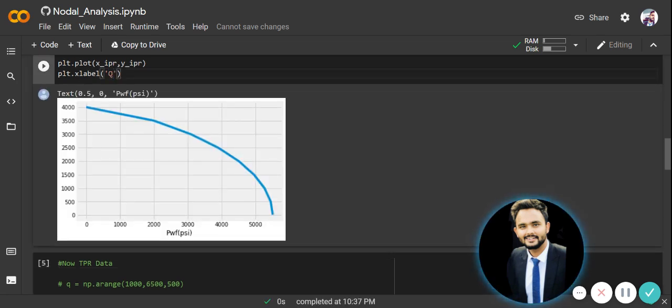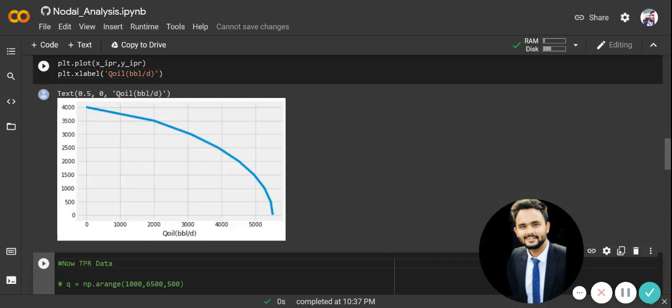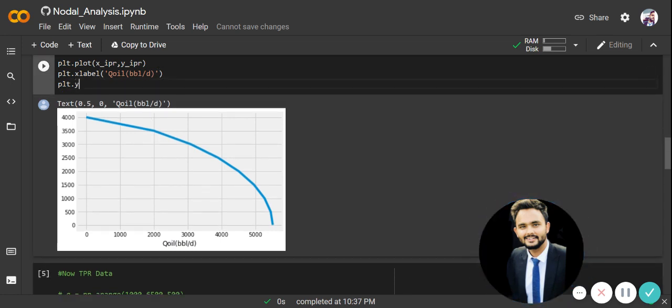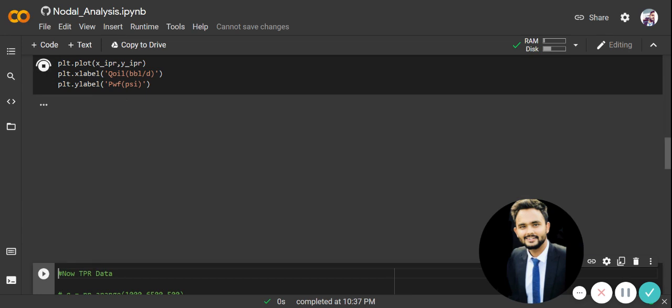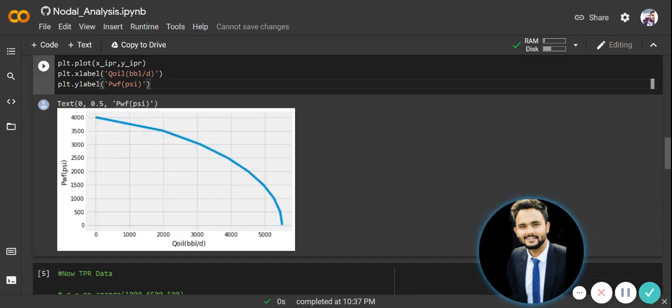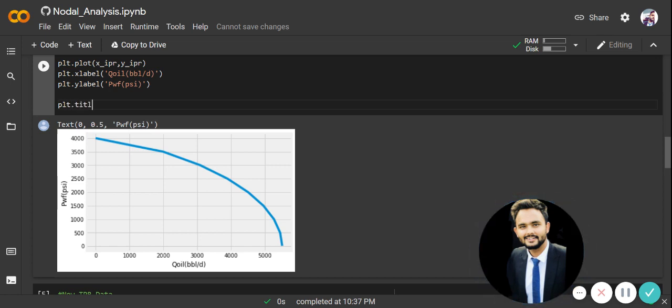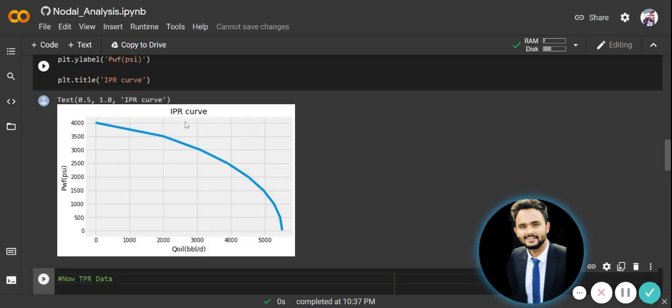So this is basically flow rate, right? Q of oil in barrels per day. This is my x label. You can see it comes up. Similarly for the y label, plt.ylabel, PWF in psi. And similarly you can also add a title, plt.title. What is the title over here? IPR curve. And you can see the title also comes up.